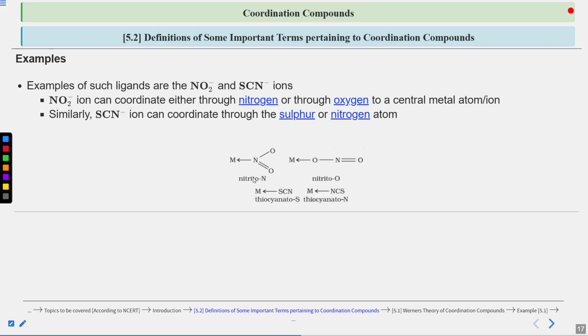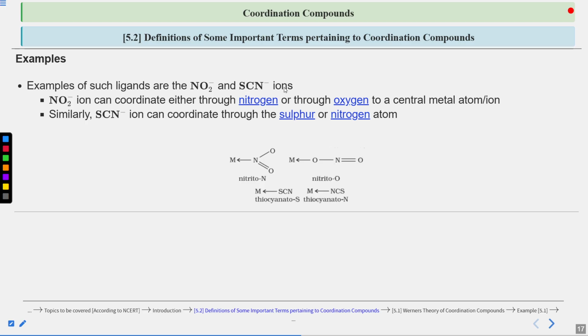So you can see that this is an example of NO2 negative, where the nitrogen is forming the bond with the central metal or ion. Similarly, when NO2 is arranged like that, then oxygen can form the bond with the central metal or ion. The name for the compound when the bonding between nitrogen from NO2 and the central metal forms is nitrito N, because N, that is nitrogen, is forming the bond. Similarly, when oxygen is forming the bond, this is called nitrito O.